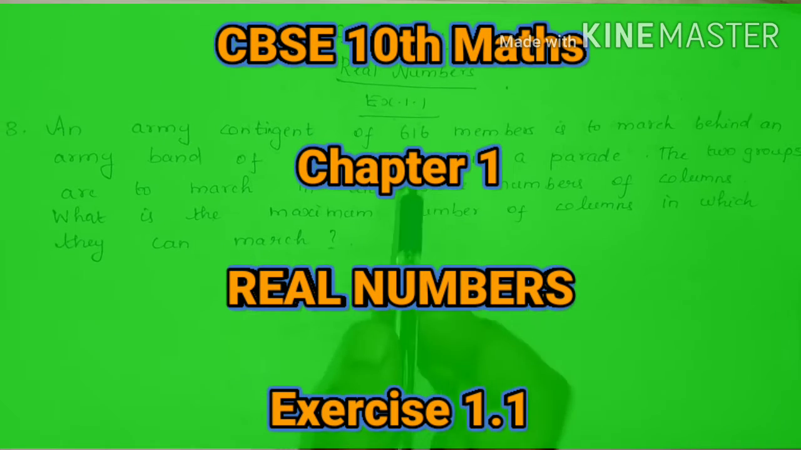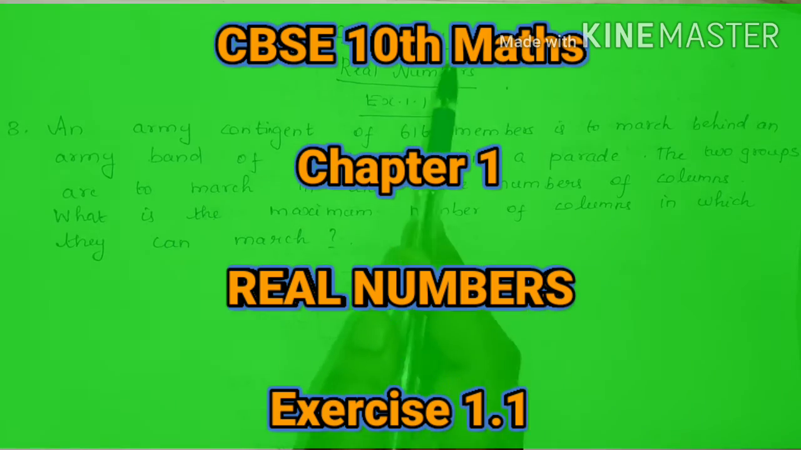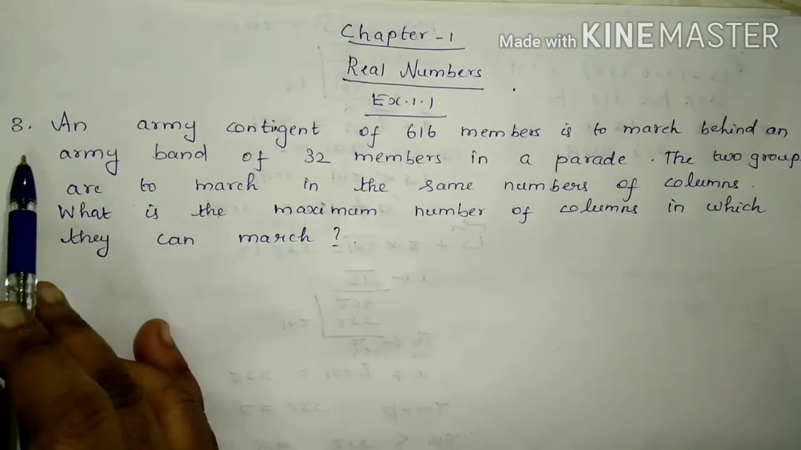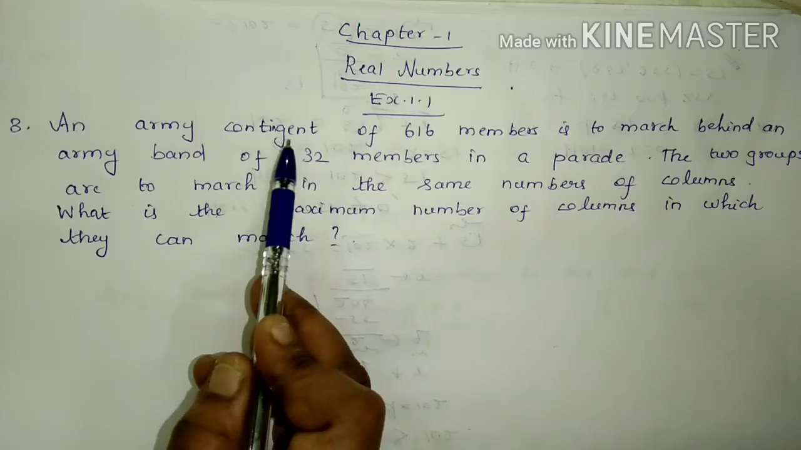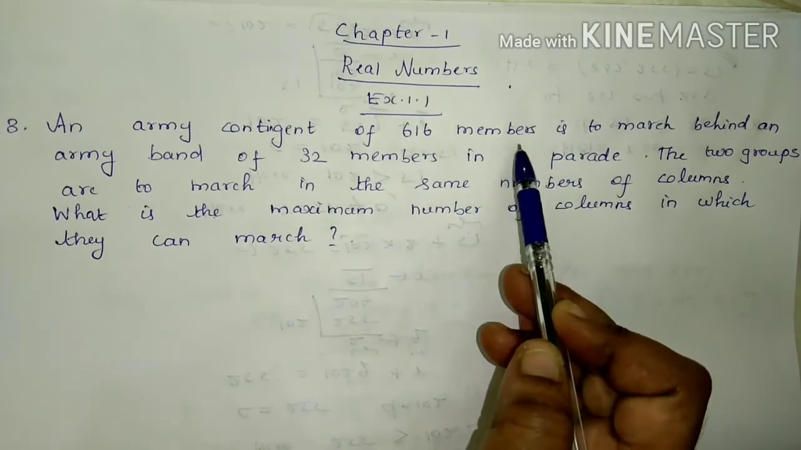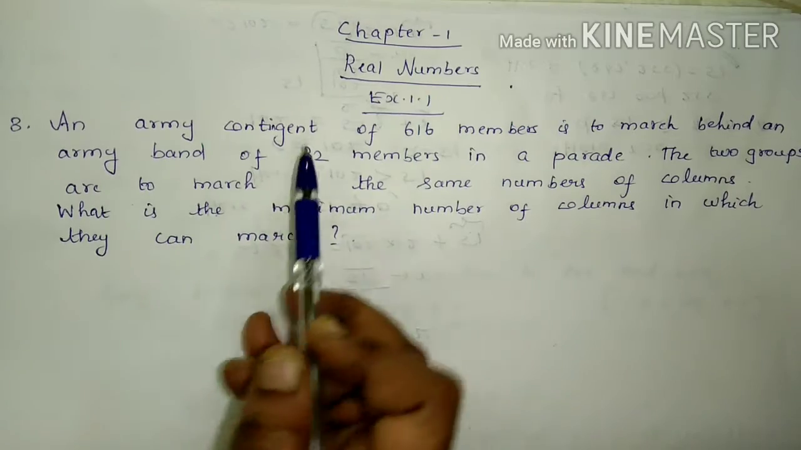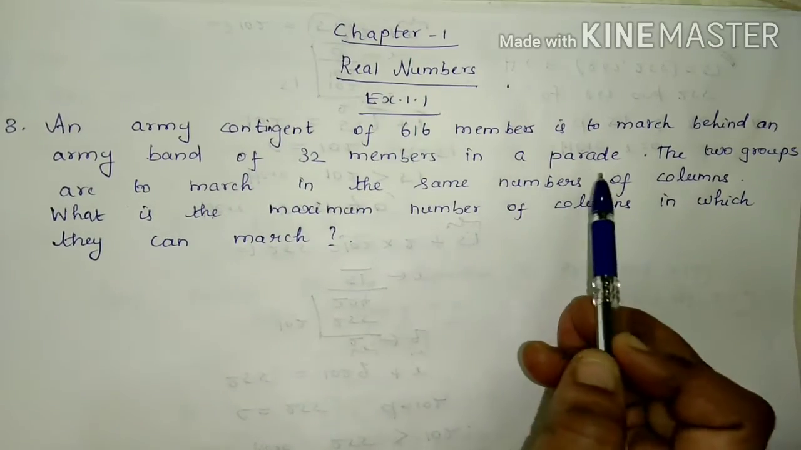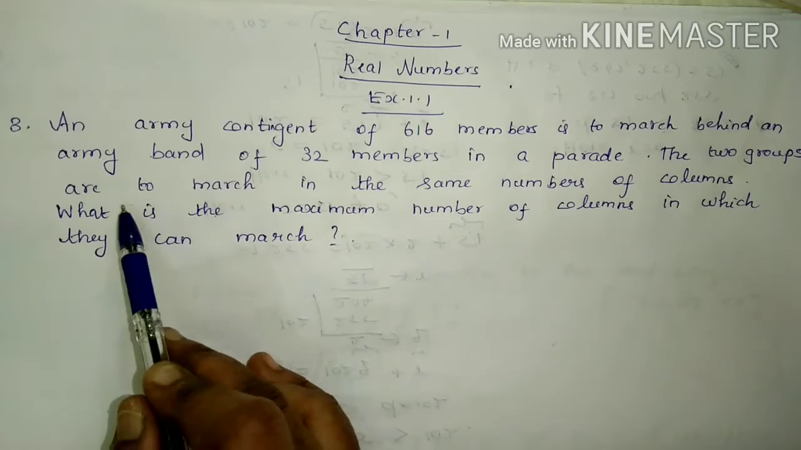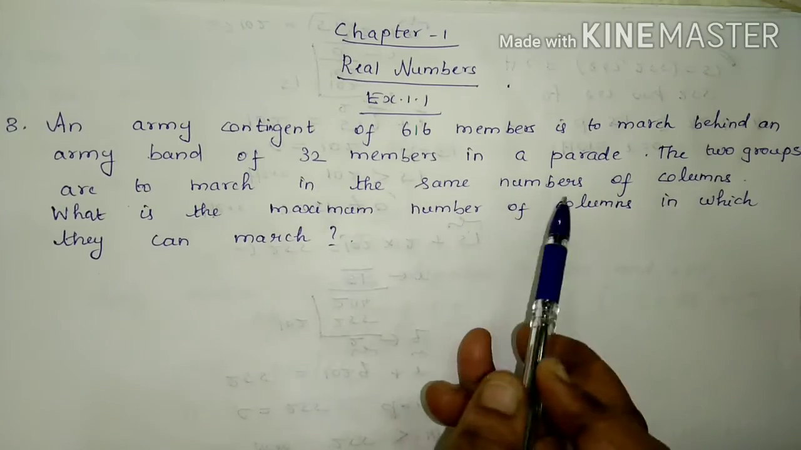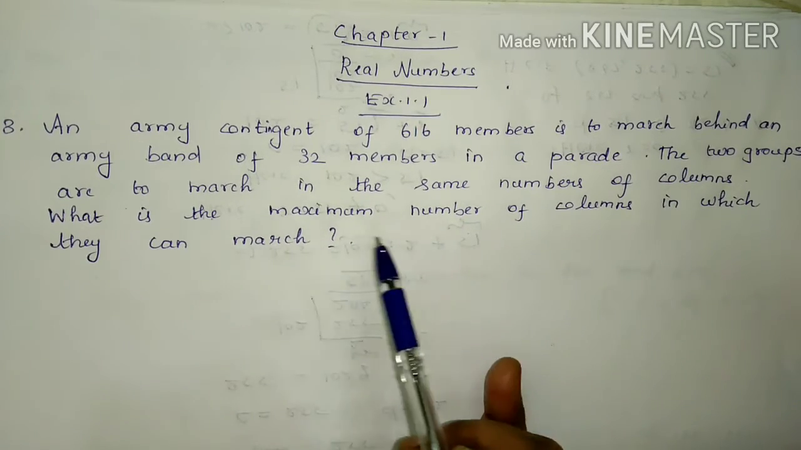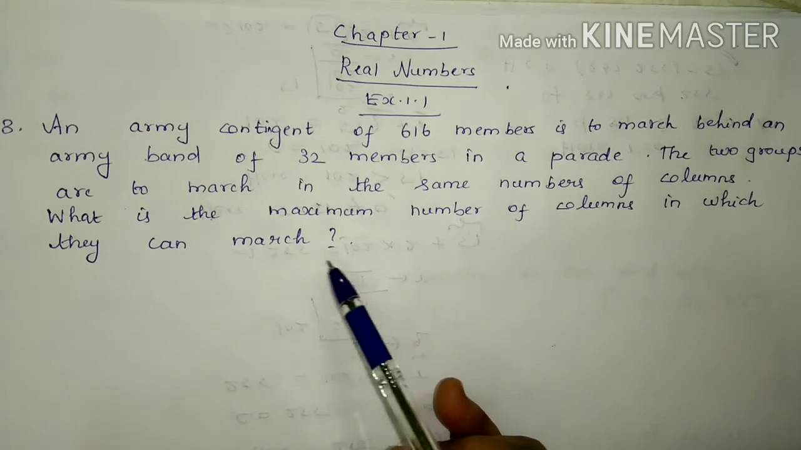Today we can see exercise 1.1 of chapter 1, Real Numbers. Third question. An army contingent of 616 members is to march behind an army band of 32 members in a parade. The two groups are to march in the same number of columns. What is the maximum number of columns in which they can march?